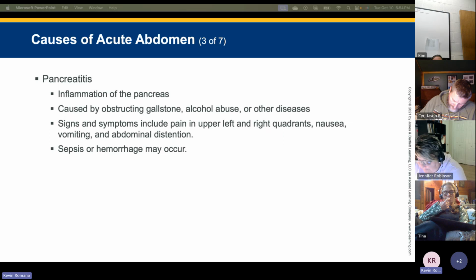All right, so that's cholecystitis. Pancreatitis. Some common causes are an obstructing gallstone and alcohol abuse. Your signs and symptoms are going to be severe pain in the upper left and right quadrants that can radiate to the back.